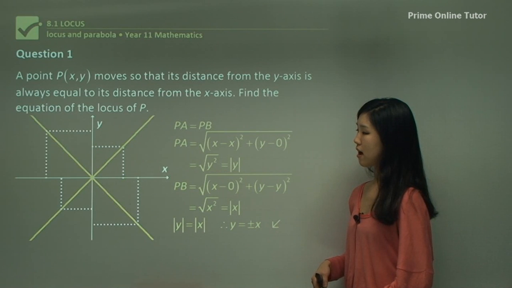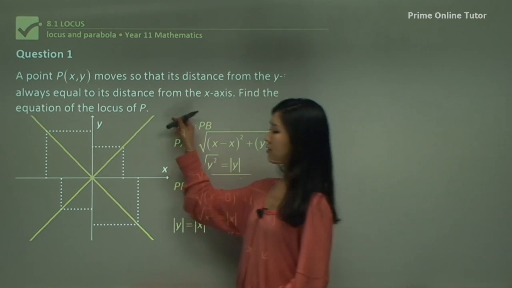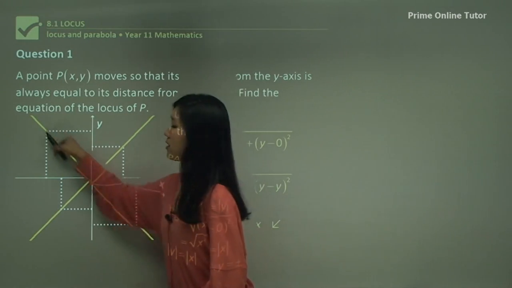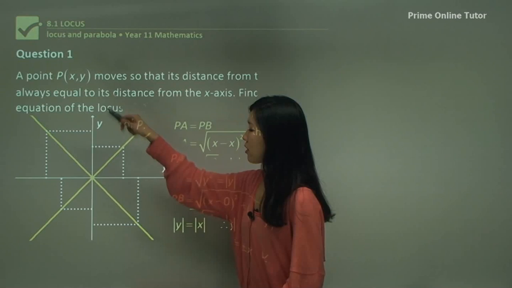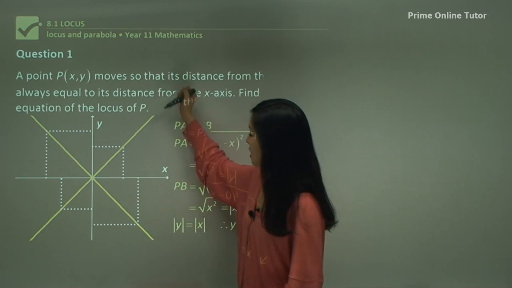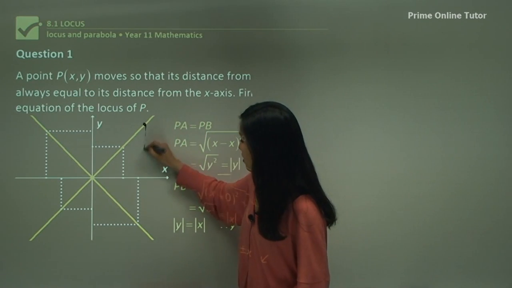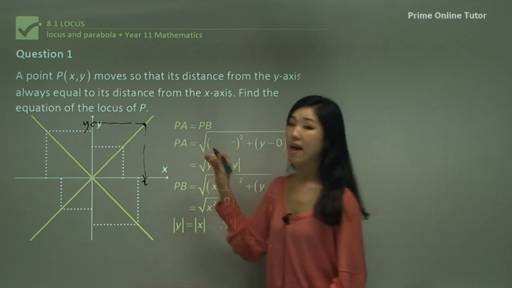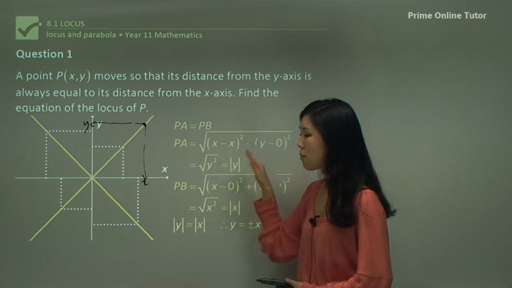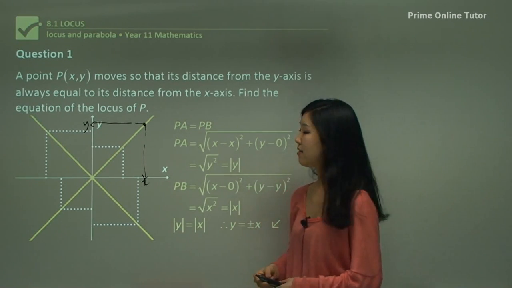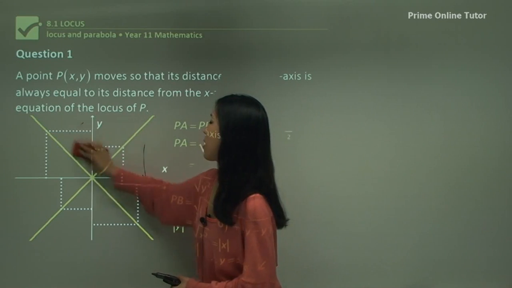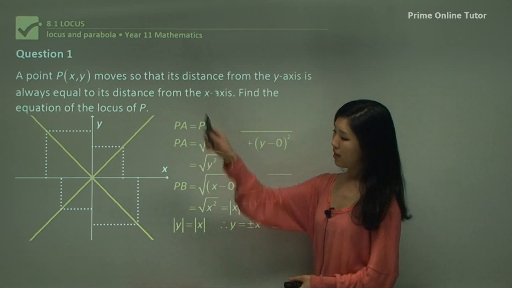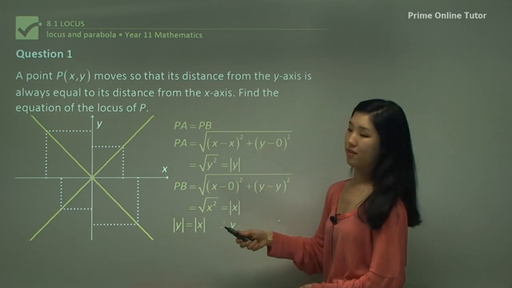And if you want me to draw a diagram, it's going to look something like this. So y equals positive x is this yellow line here, and y equals negative x is this one over here. Any point on either line, say that point there, the distance to the x-axis is always going to be the distance to the y-axis, okay? So no matter what point on these two lines, the distance to the y-axis is always going to be the same as the distance to the x-axis, okay?